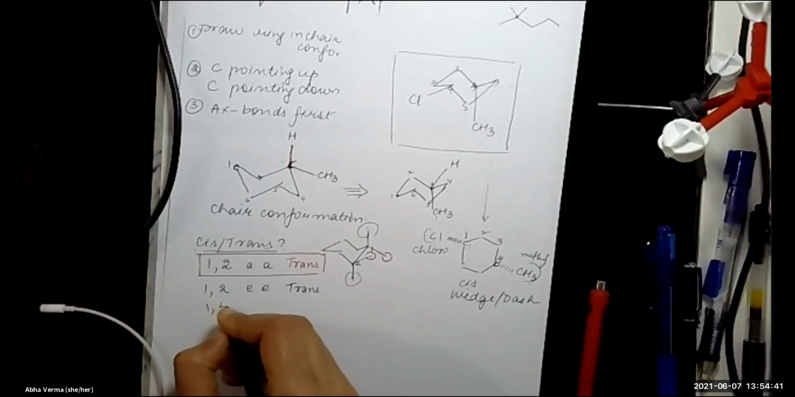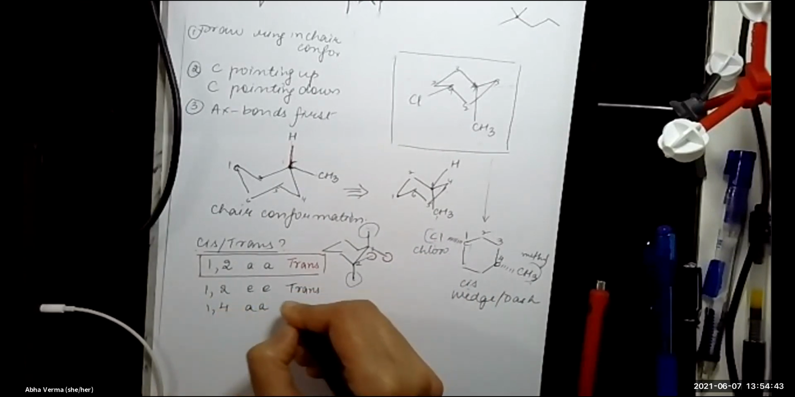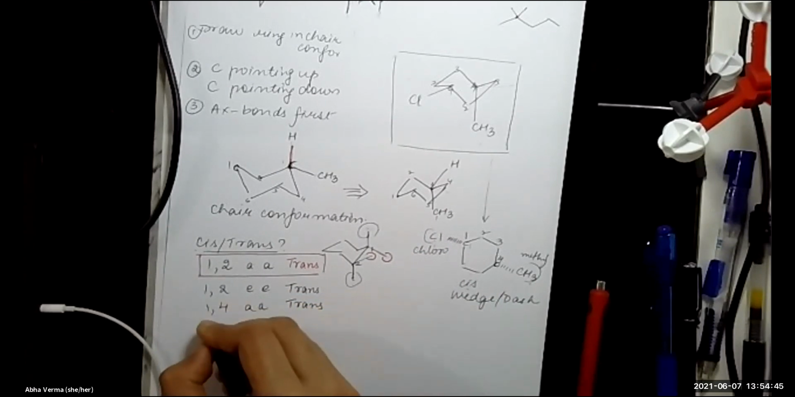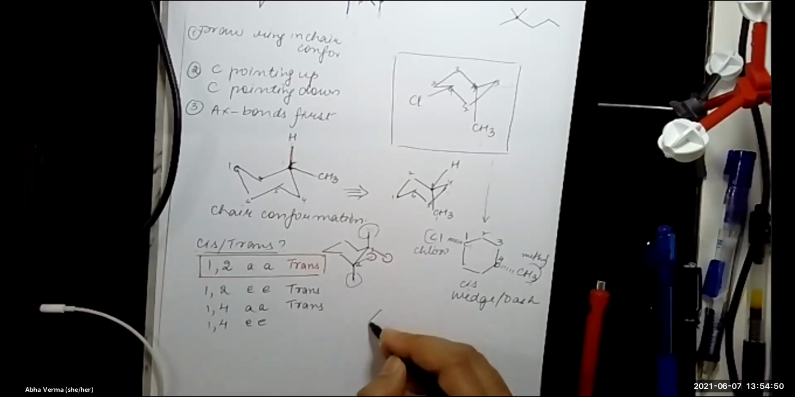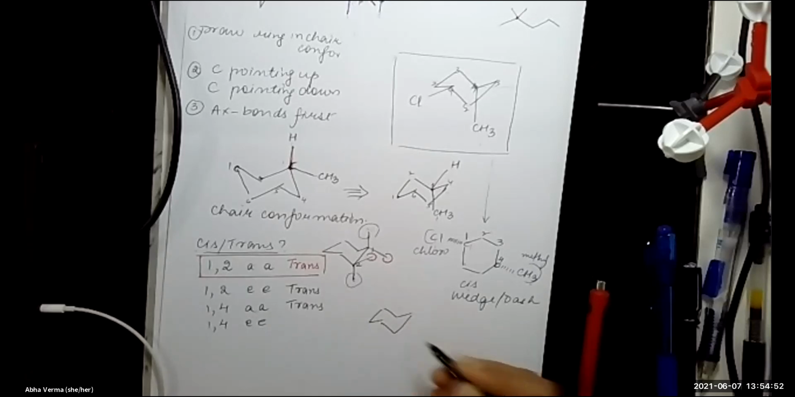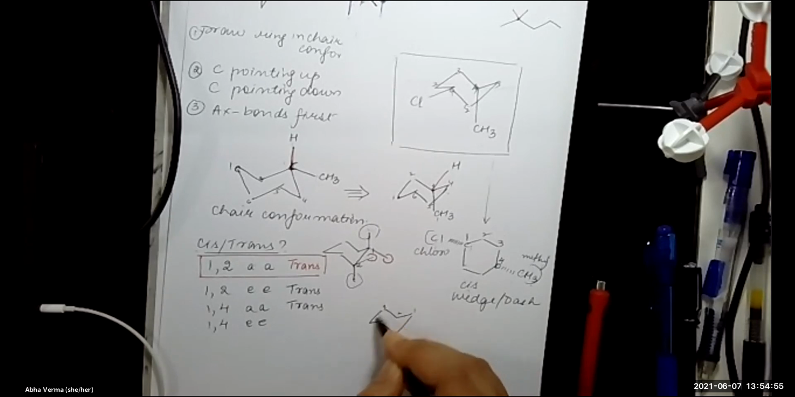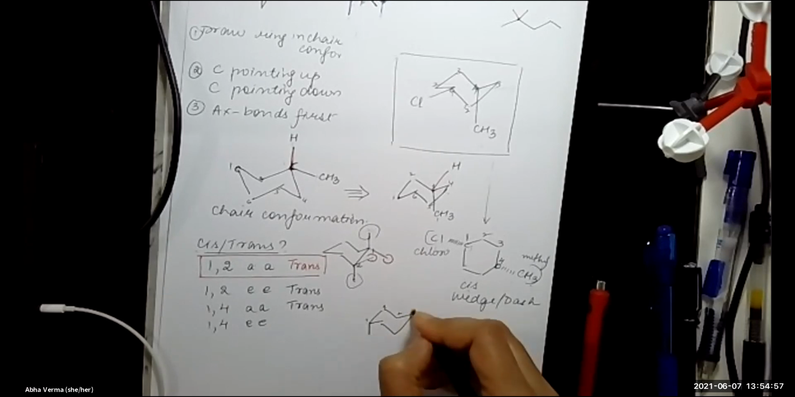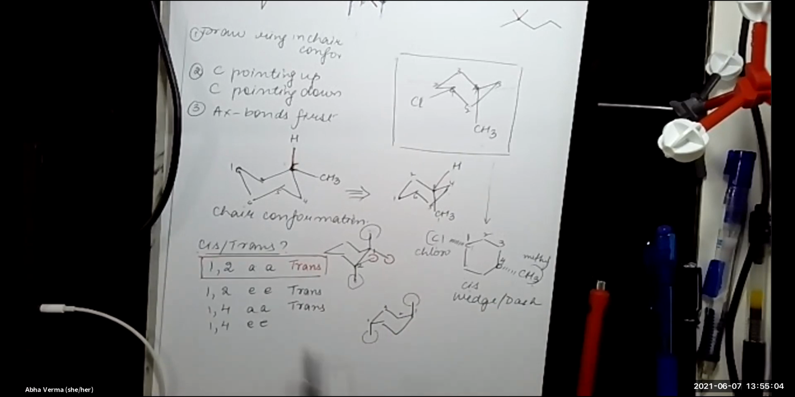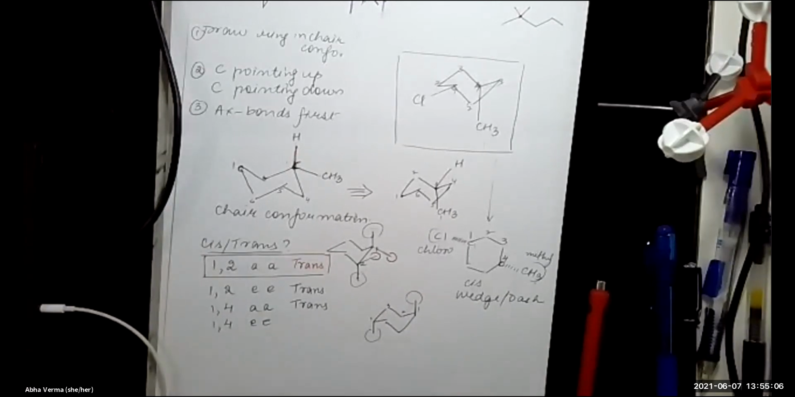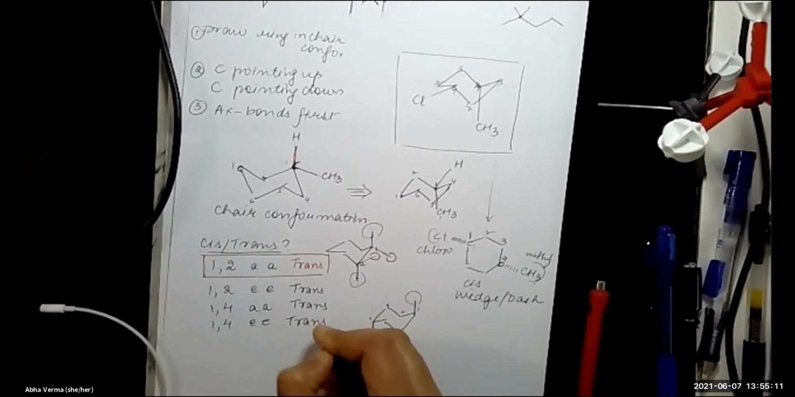Now 1, 2 and 1, 4 have the exact same orientations. So this is 1, 2, 3, 4, axial, axial. This group is trans to this group. So my 1, 4 axial, axial is also trans. My 1, 4 equatorial, equatorial will also be trans.